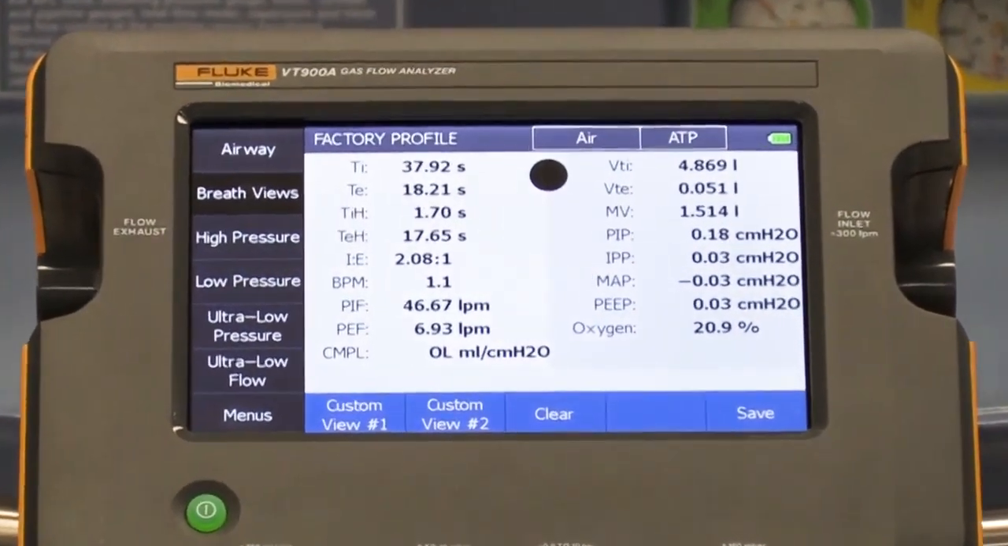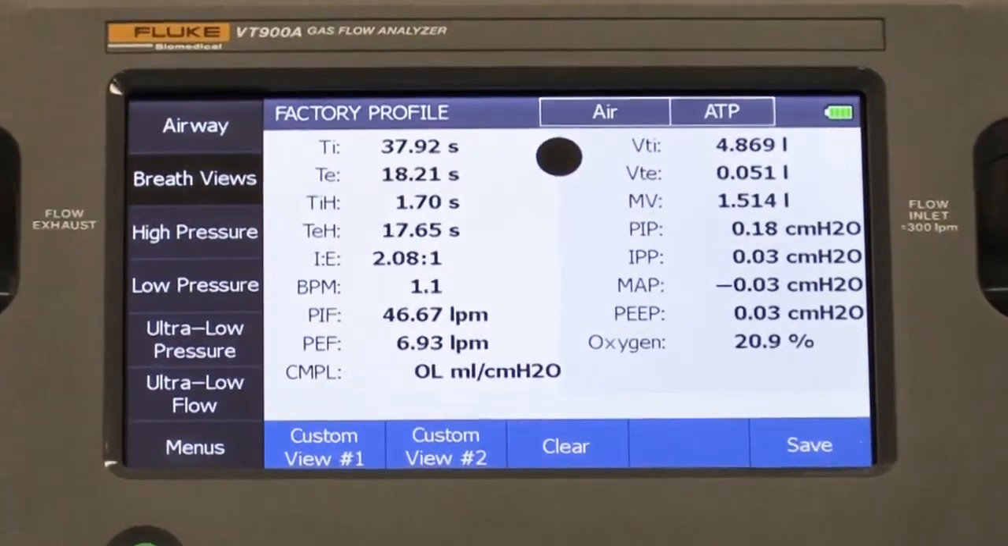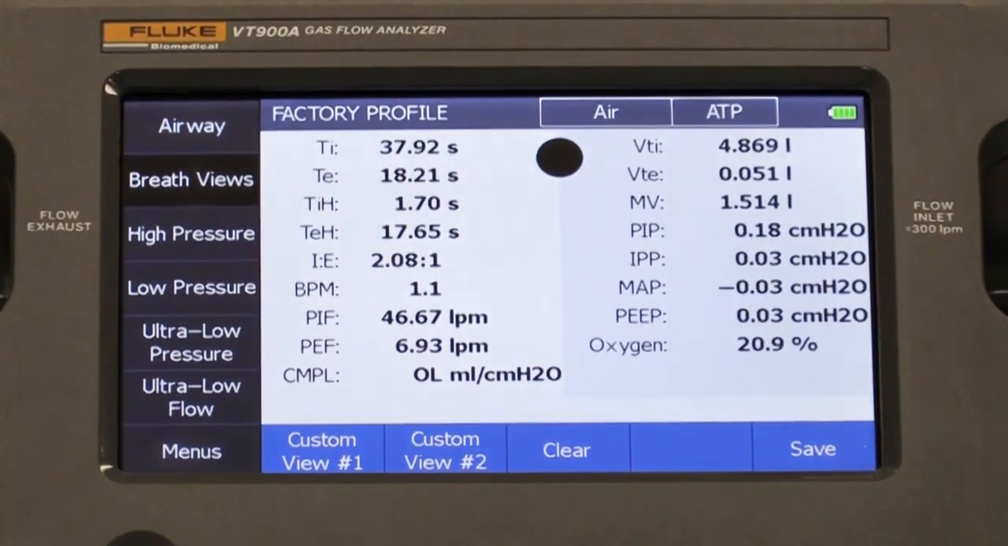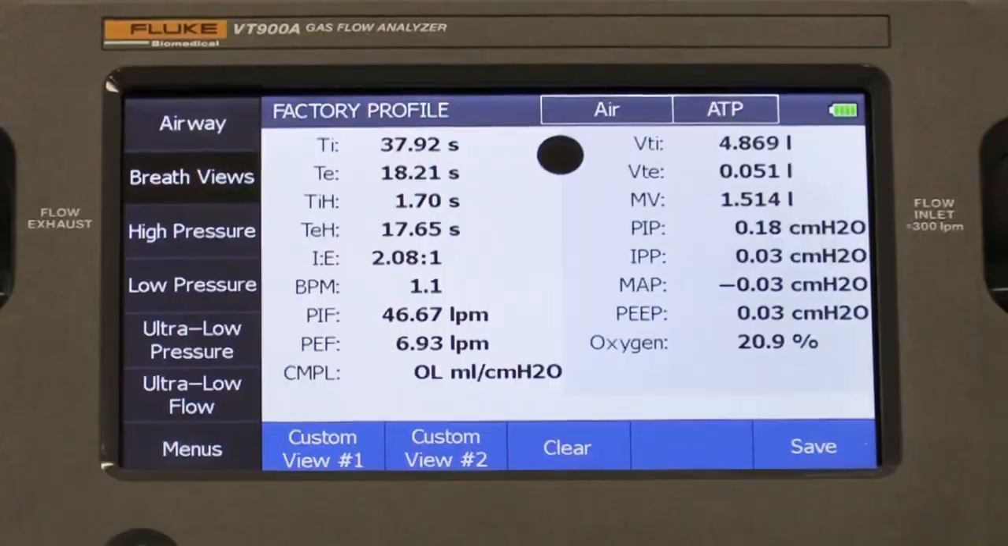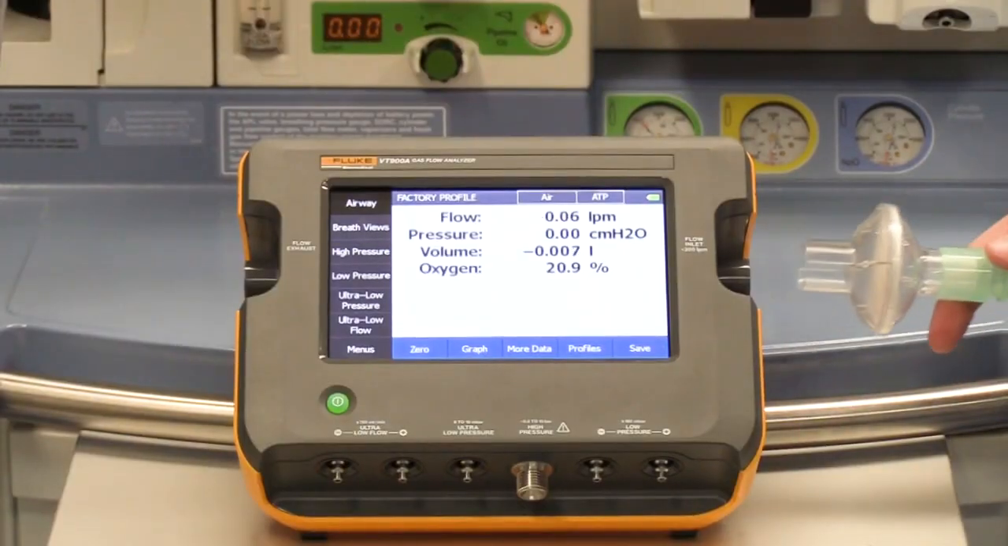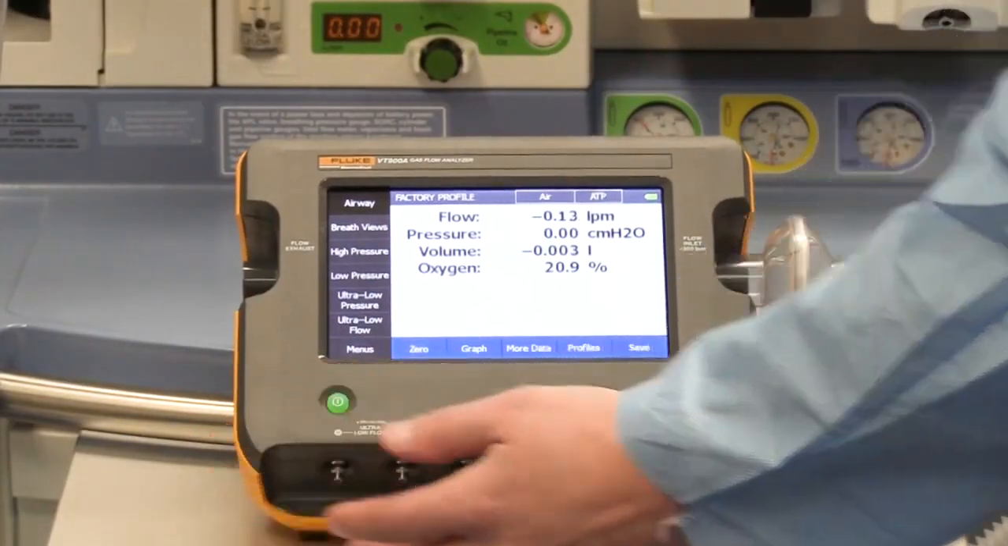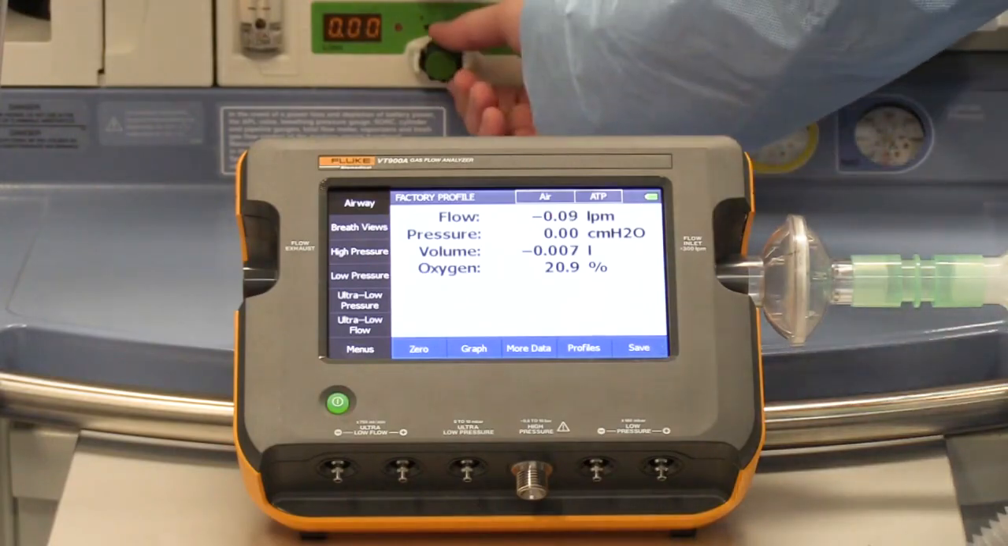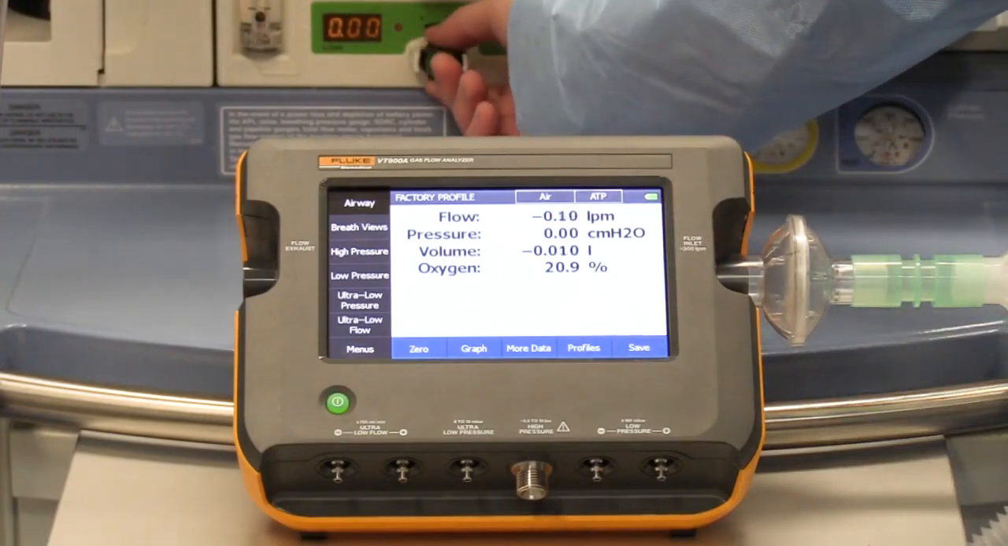The oxygen sensor should also be verified to make sure you are getting the most accurate results. Do this before a day's worth of testing. Hook the VT900A up to 100% oxygen at a flow rate greater than 10 liters per minute and verify that the oxygen sensor is reading correctly.